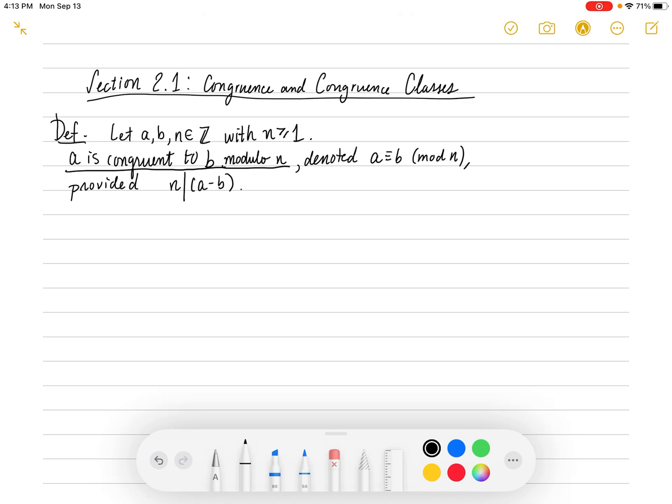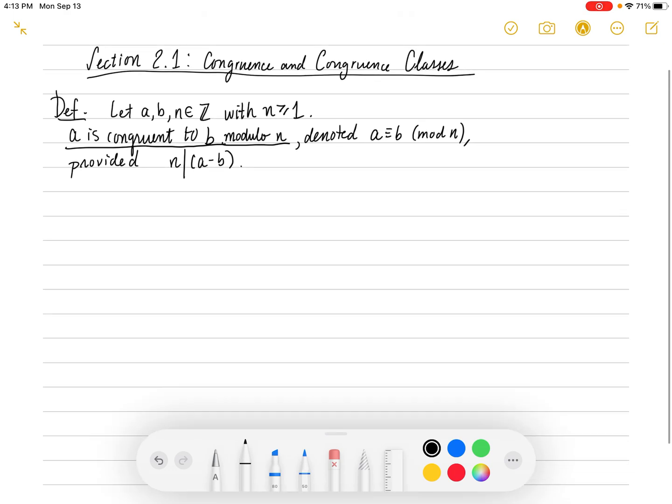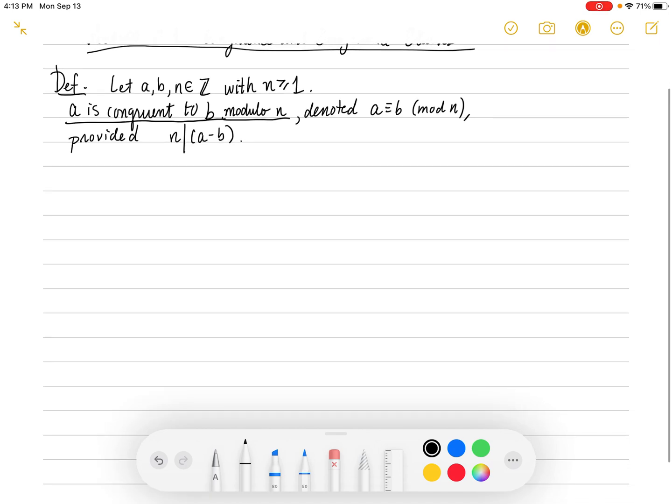But probably what you haven't done is gone in so much detail in proving things about congruence mod n. And that's what we're going to do here, since this course is a very heavy proof course. We're going to prove the details about congruence mod n. So our first definition has to do with congruence mod n.